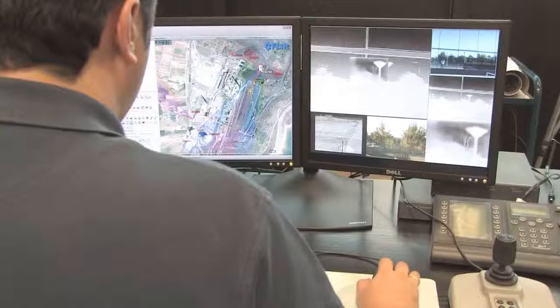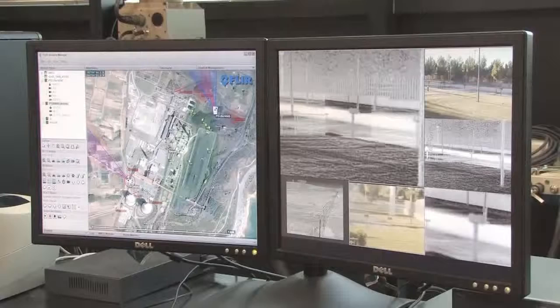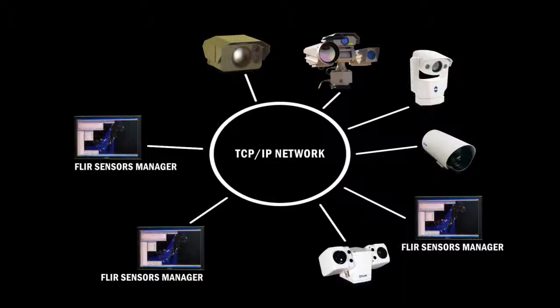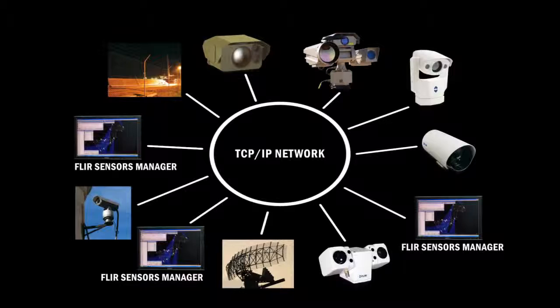In order to manage and control FLIR Systems' thermal imaging cameras and other Nexus-enabled sensors in a network, FLIR Systems has developed FLIR Sensors Manager. FLIR Sensors Manager not only works together with FLIR Systems' thermal imaging cameras. Using Nexus technology, it can also be used to control a wide variety of other sensors, like radars, ground sensors and many others, and to make these sensors interact with FLIR Systems' thermal imaging cameras in so-called slew-to-queue configurations.